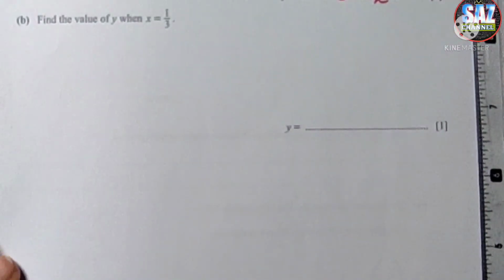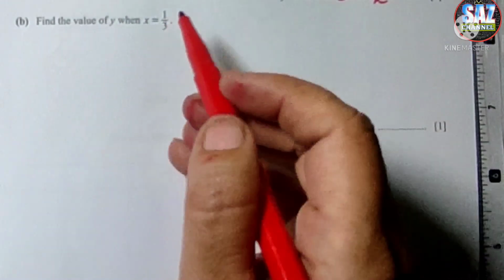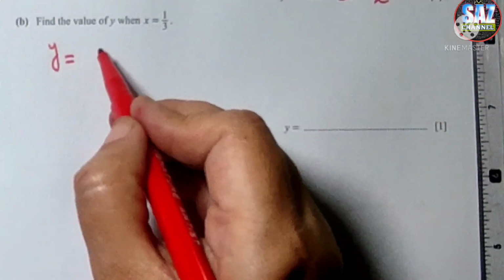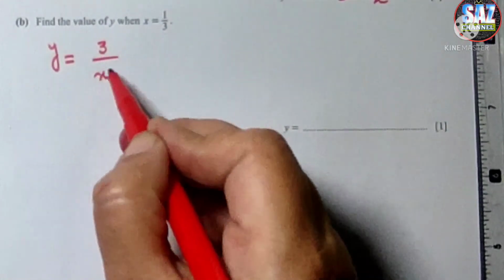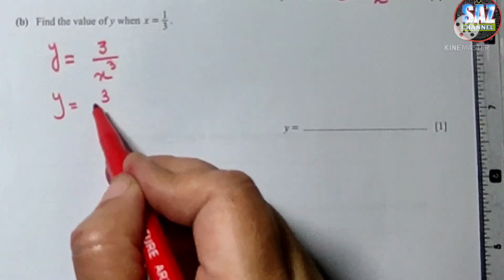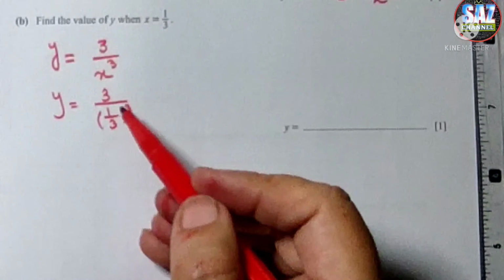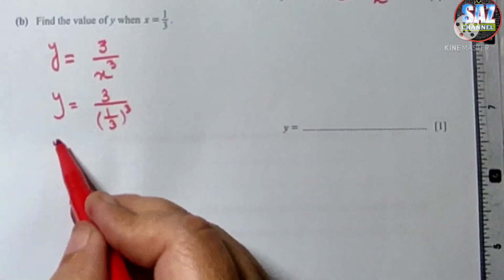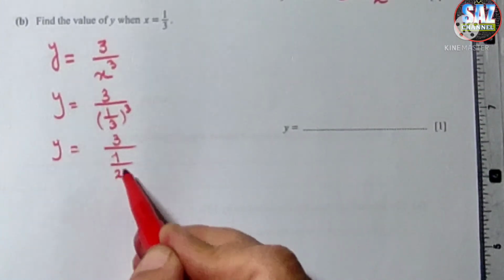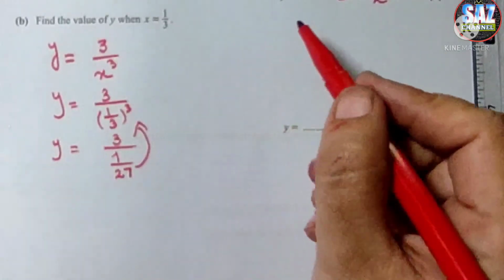Now the second part says that we have to find the value of y when x equals 1 by 3. We have got the equation connecting y and x in the previous part, y equals 3 by x cube, and x has to be replaced by 1 over 3. So 3 over (1 over 3) cube. I have to take the cube of both numbers. 3 cube is 27, so 1 over 27. Now this 27 will take a jump and go up.